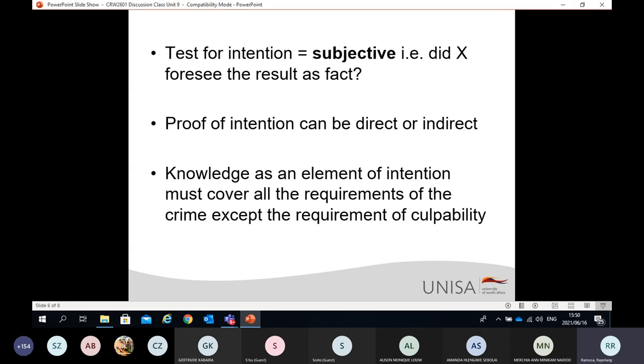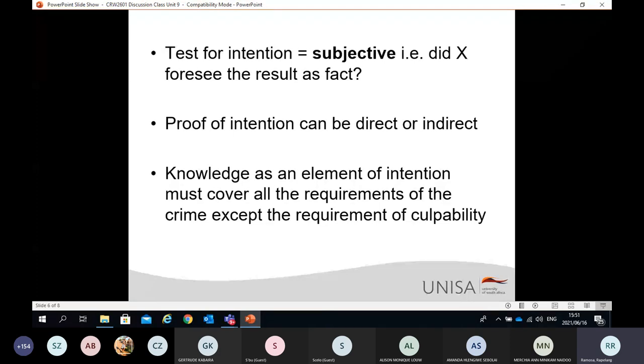As I indicated, the test for intention is subjective. The court has to place itself in the position of the accused, and based on the evidence that it has established and satisfied itself with, it has to draw an inference of what the accused actually subjectively foresaw as a possibility. Now, in reasoning in such a manner, the court is not allowed to make statements like he should have foreseen the result or he ought to have foreseen the result. That amounts to importing an objective test to the test for intention, which is subjective.